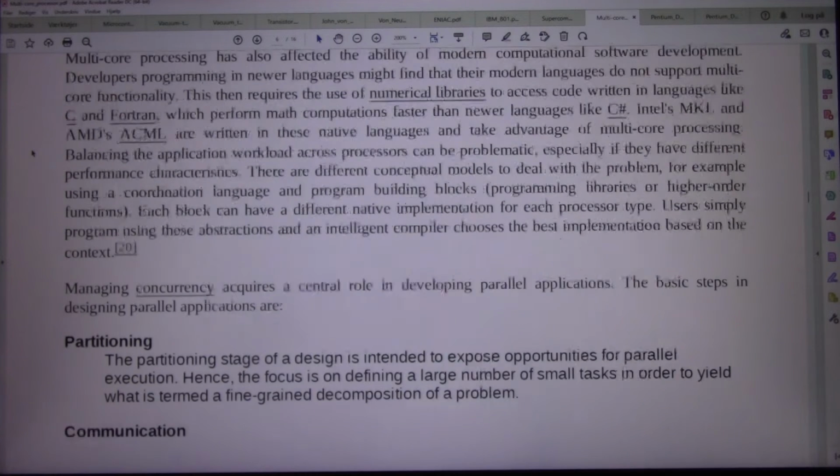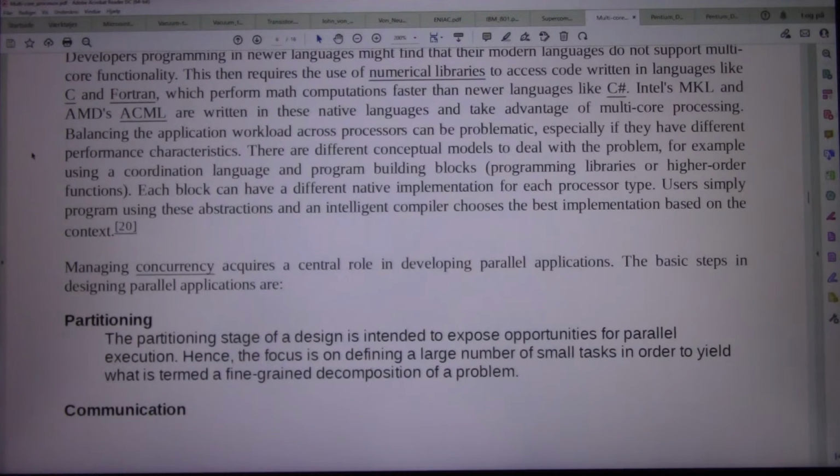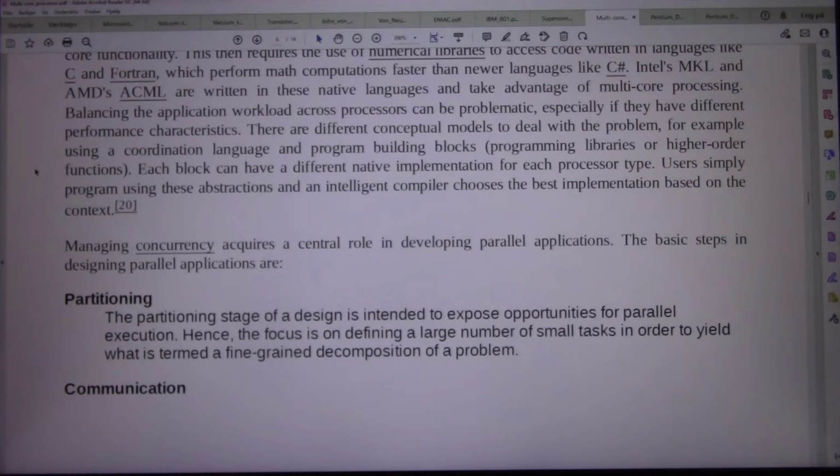Balancing the application workload across processors can be problematic, especially if they have different performance characteristics. There are different conceptual models to deal with the problem, for example using a coordination language and program building blocks, programming libraries or higher-order functions. Each block can have a different native implementation for each processor type. Users simply program using these abstractions and an intelligent compiler chooses the best implementation based on the context.